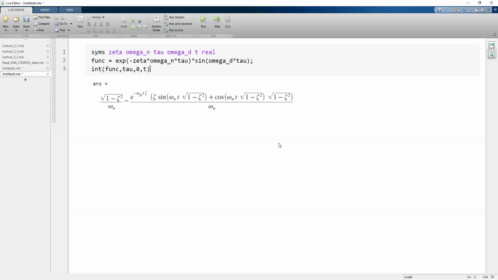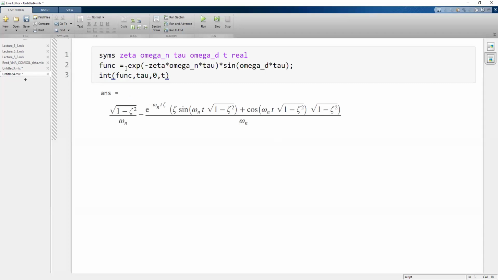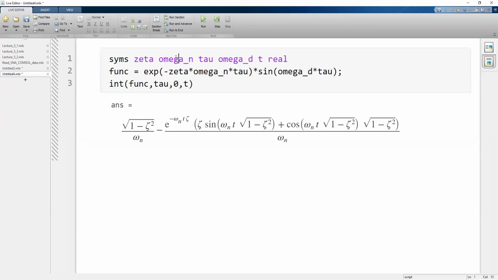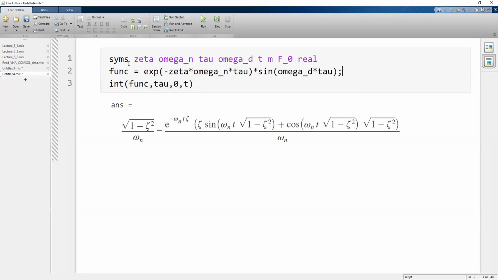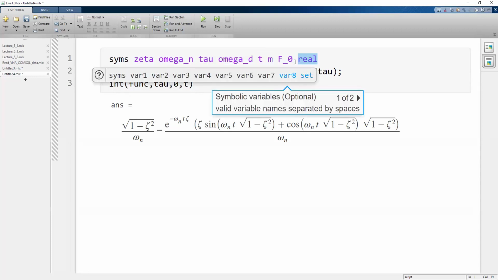That's how I did it when I didn't know anything about MATLAB. But since I know MATLAB, you don't have to remember this table at all. It's already built into the live script. So if you look here, you have your zeta, your omega n, tau, omega d, t, and if you want, you can put in m and f naught. You can define these symbolic variables. They are real numbers, so that's why you can put real at the end.